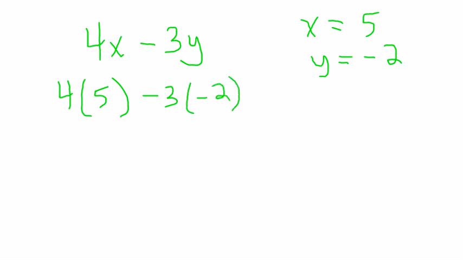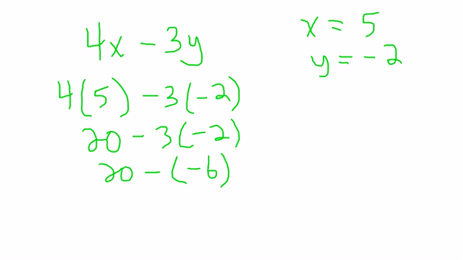Okay, using the order of operations, 4 times 5 gives me 20, bringing down the rest of our expression. 3 times -2 gives me -6. And 20 minus -6 equals 26. So the expression 4x minus 3y equals 26 when x is 5 and y is -2.